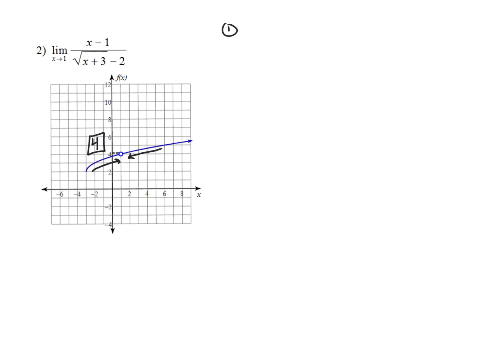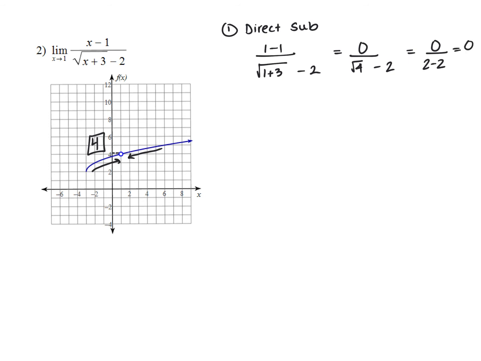So again, step 1 is direct substitution. So let's do that together. We're going to plug in 1. So 1 minus 1 over the square root of 1 plus 3 minus 2. 1 minus 1 is 0. Radical 1 plus 3 is radical 4 minus 2. Square root of 4 is 2. So 2 minus 2 is 0. So we got our 0 over 0, which is our hole.